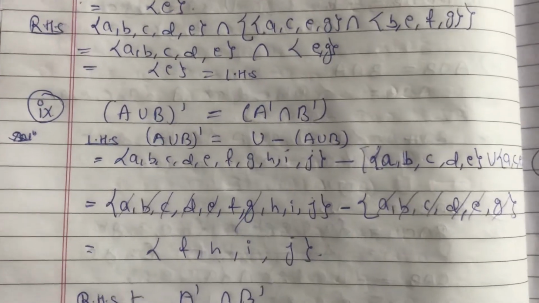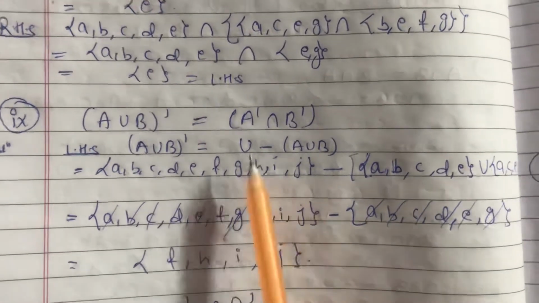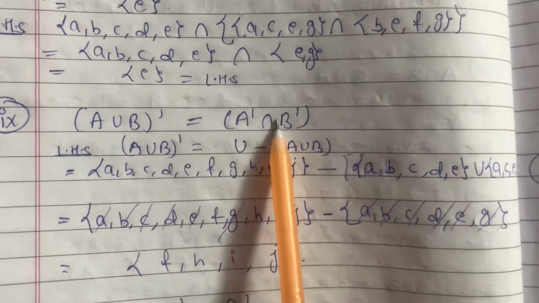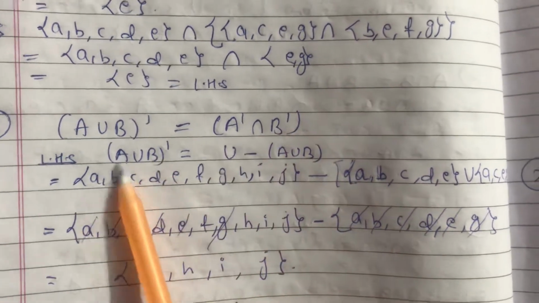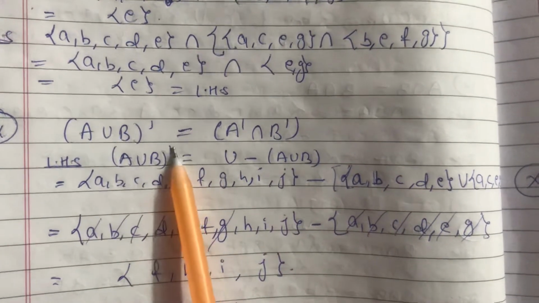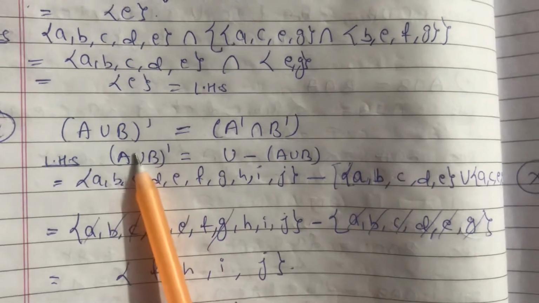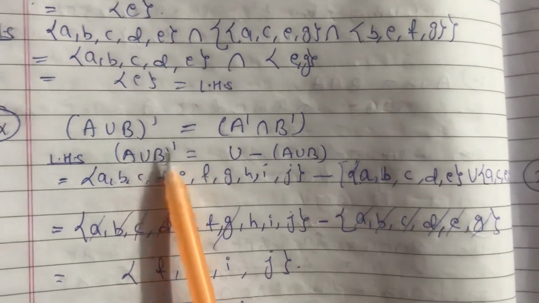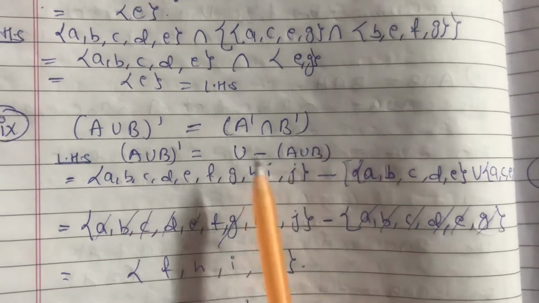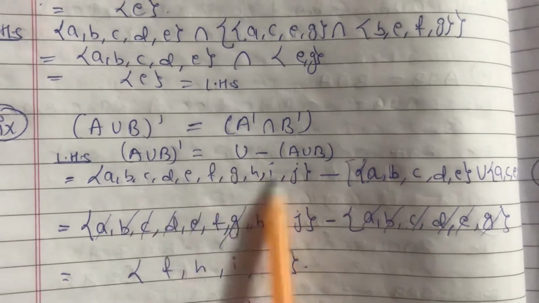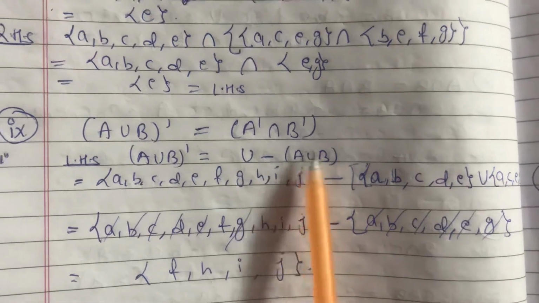And the ninth one is complement of A union B is equal to complement A intersection complement B. Now first I have to find the complement of A union B. We know that complement means we have to subtract that given set from the universal set. So U minus A union B. Now in place of A, we have U as the universal set minus A union B.